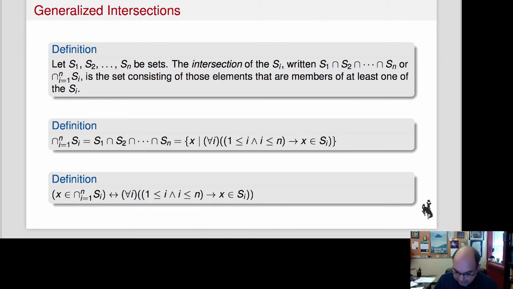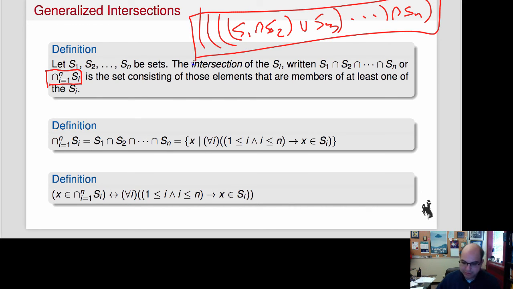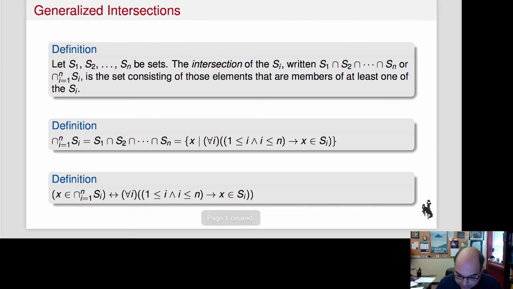Intersections, the exact same thing, right? So here is the fancy new notation, the intersection from I equals 1 to n of the S sub I, okay? I could think of it as S1 intersect S2, and then take that and intersect S3, and keep doing that, intersect that with Sn, right? But it's convenient to think of it as a generalization, and the elements in it are the elements that are in each of the S sub I, okay? So that's kind of the point of all this.